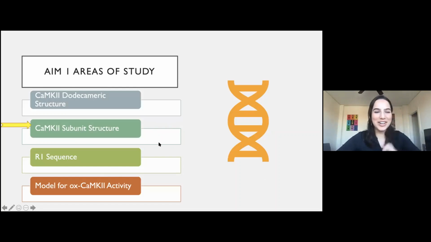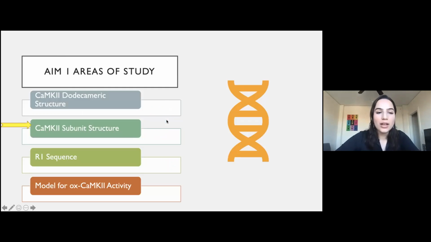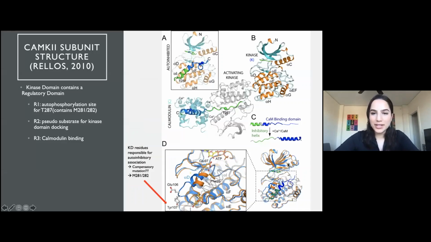It's pretty loud outside. So then we're going to delve into the subunit structure. Like I said, this little kinase domain here. So this is a pretty busy slide, but don't get intimidated. I'll explain what this means. So the autoinhibited form we see here, this is the helical domain. I'm going to then redirect your attention to part C.